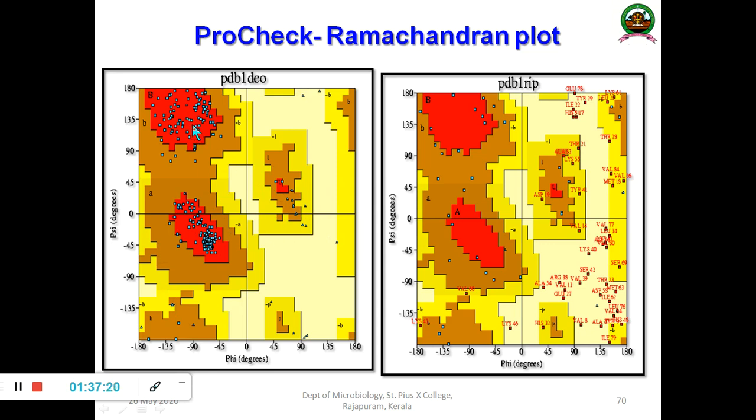The region shown in red is the most allowed region, and this one is the additionally allowed region. Every amino acid should ideally come in this region, which is excellent; then the secondary structure quality is perfect. If it falls in this area, it is okay, no problem, it will perform its function. This particular region is not that good, but it is allowed. This is known as the allowed region, and these wide regions are the non-allowed regions.